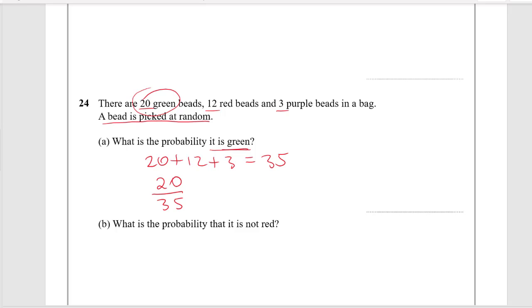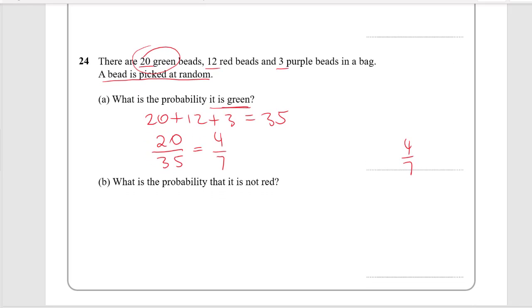Now in a probability question it usually doesn't tell you to simplify it, and if it doesn't, you don't need to. I'll go ahead and simplify it. I'll divide by 5 top and bottom, gives us 4 over 7. Okay, so you can write the answer 4 over 7. That's the probability of picking a green.